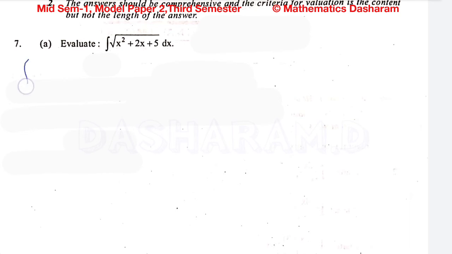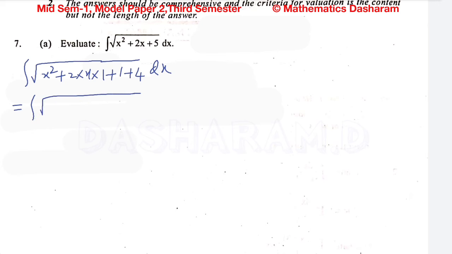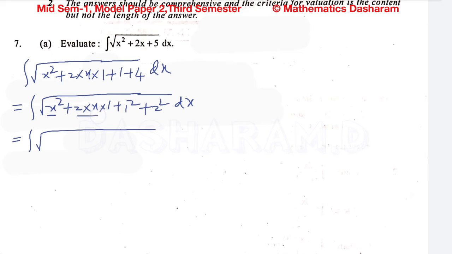So the integration of under root x square plus 2x plus 5 we can write as x square plus 2 into x into 1 plus 1 plus 4 dx. It equals integration under root x square plus 2 into x into 1 plus 1, which we can write as 1 square, and 4 we can write as 2 square, dx. Here a square plus 2ab plus b square equals a plus b whole square, plus 2 square dx.